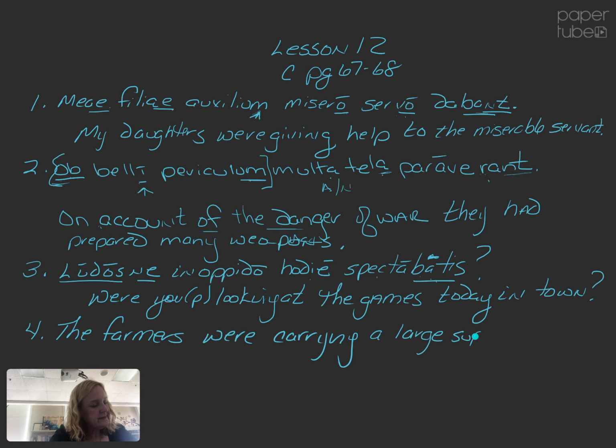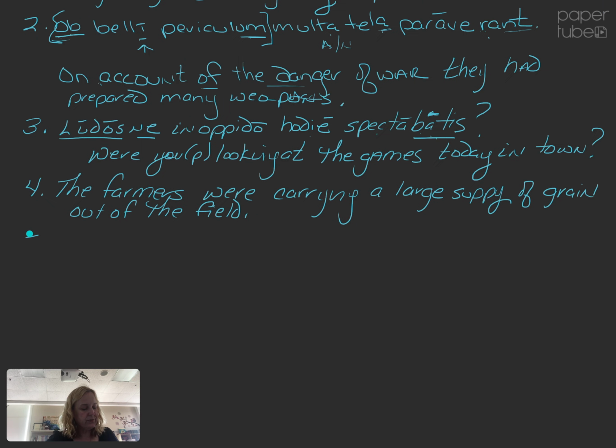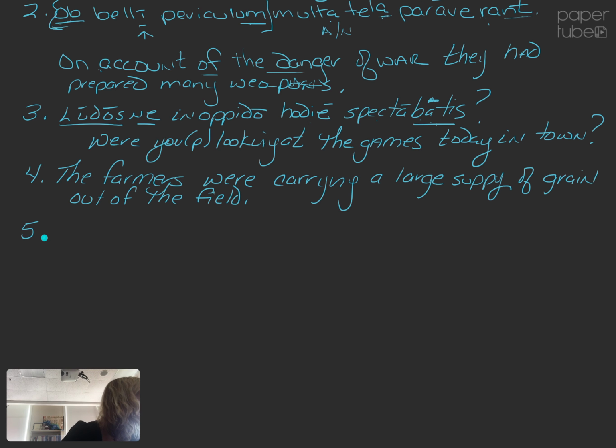Now, after that supply, copiam, we often get a genitive. And I love how in the reading, magnam frumenti copiam, they put the genitive right between the adjective and the noun of the direct object. They just like ob belli periculum, they put that genitive right into the middle. A large supply of grain, frumenti, ex agro, out of the field. Agro, non agris.